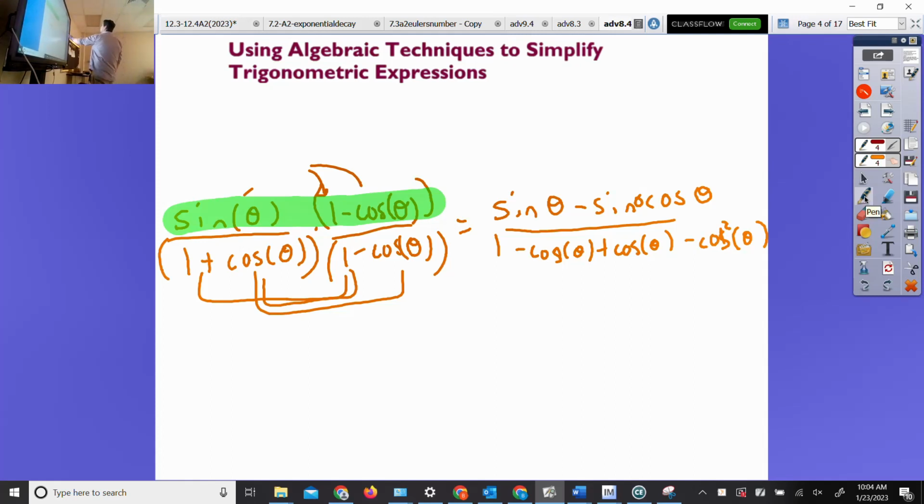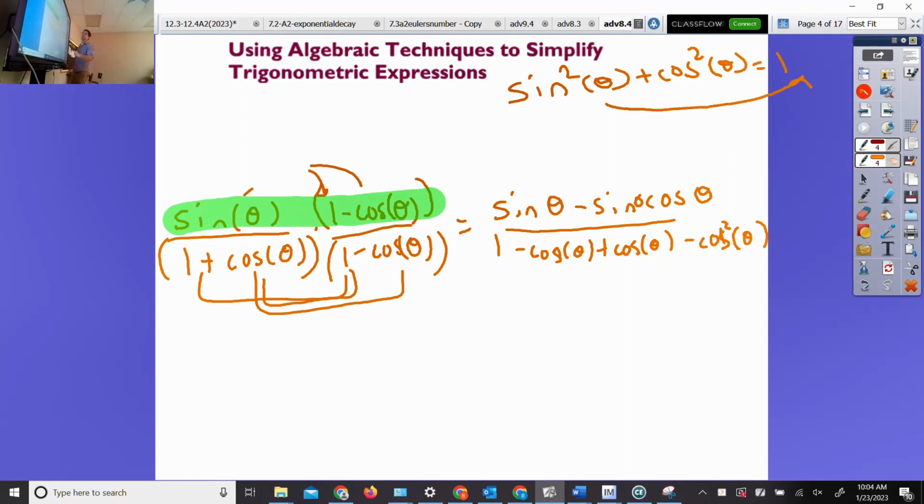I don't know if you were actually listening to what I was telling you, but you go back to this identity, sine squared plus cosine squared is 1. And you just shift the sine squared over. That means that cosine squared of theta is 1 minus sine squared of theta. Which means wherever I see cosine squared theta, I put 1 minus sine squared.